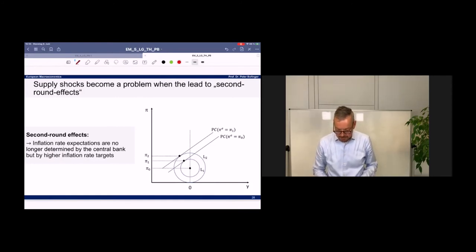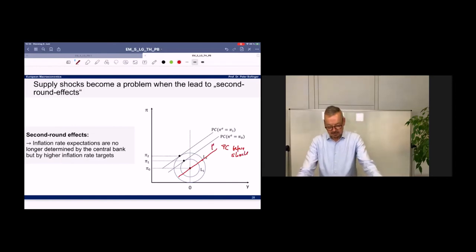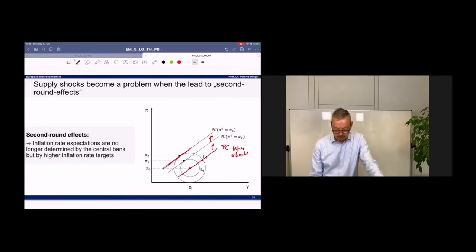where we have a starting situation before, the Phillips curve before the shock. And if you then have a shock that shifts our Phillips curve upwards, and I think we've just discussed this, the situation gets difficult if, in response to this shock, the private sector revises its inflation expectations upwards. Then of course, with this Phillips curve, the situation for the central bank gets difficult, because it can now only realize situations that are on this shifted Phillips curve, and they are on a more outward circle, and this means on a circle with a higher loss function.